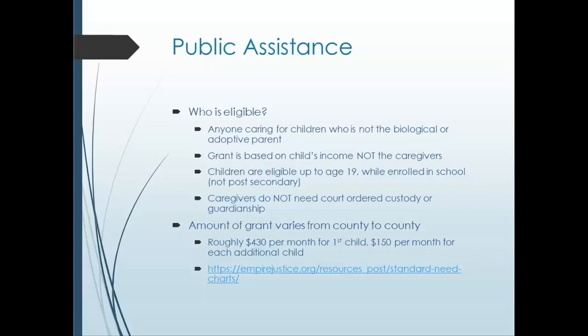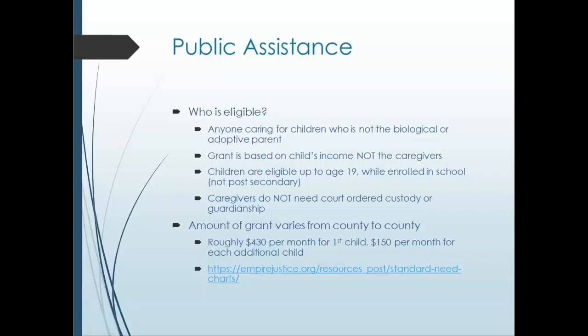Children are eligible until they turn 19 years old while they're enrolled in school, which is not post-secondary. If they're still enrolled in high school and they are 18 years old, they're still eligible for the grant. And caregivers do not need court-ordered custody or guardianship. They can have a parental designation form. They can have no designation form whatsoever. All they need to do is prove that the child is living with them full-time.